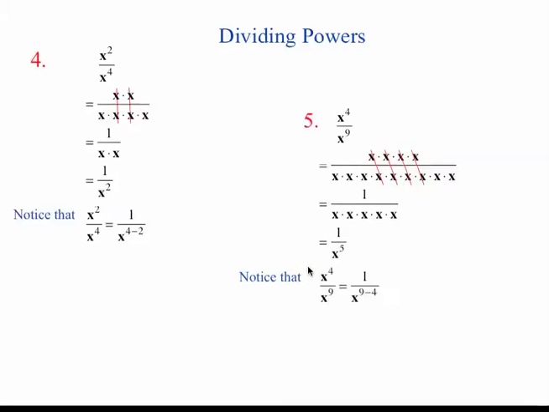And notice that x to the power of 4 divided by x to the power of 9 is the same as 1 over x to the 9 minus 4. Once again, the larger exponent subtracts the smaller exponent, and the answer goes to where the larger exponent was. And the reason for that is because you have more x's where the larger exponent is, or more y's, or whatever your base happens to be.